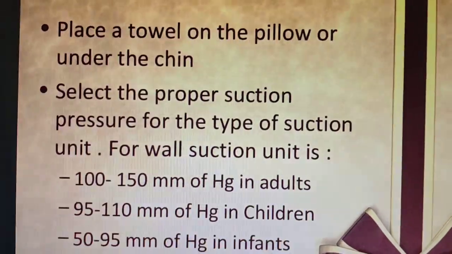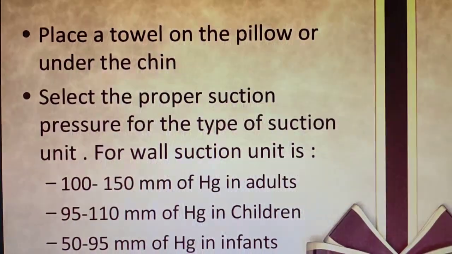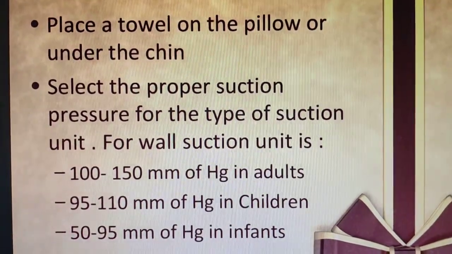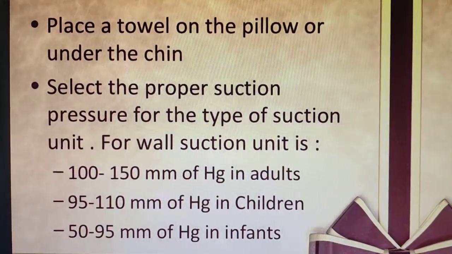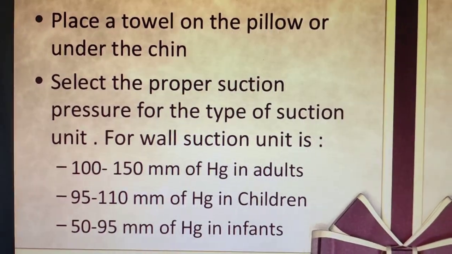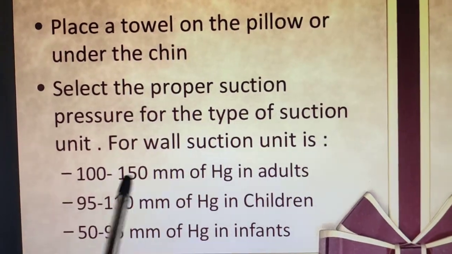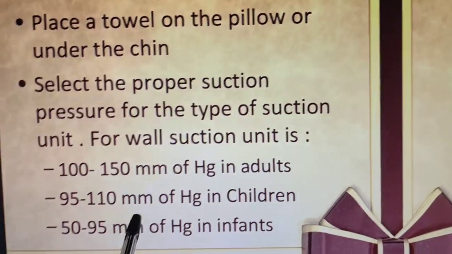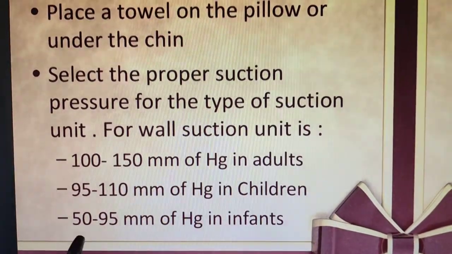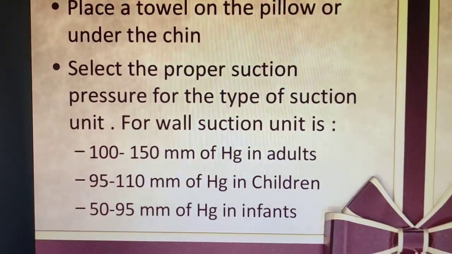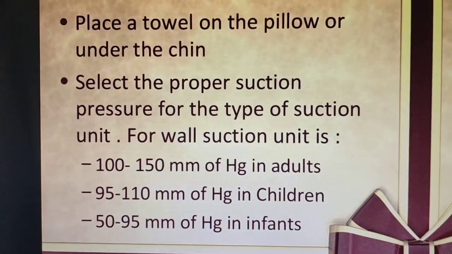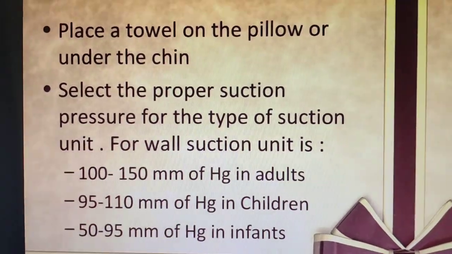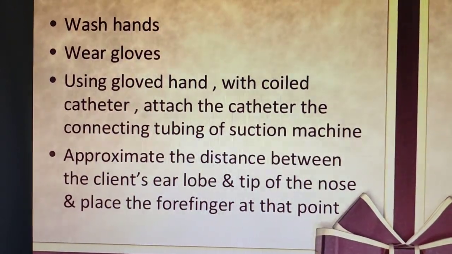Then place the towel on the pillow or under the chin. Then select a proper suctioning pressure for the type of suctioning unit. For the adult, we are using a pressure of 100 to 150 mm of Hg. For children it is 95 to 110 mm of Hg, and for infants 50 to 95 mm of Hg. We have to just adjust the pressure. The pressure gauge is there. Then wash hands and wear the gloves.